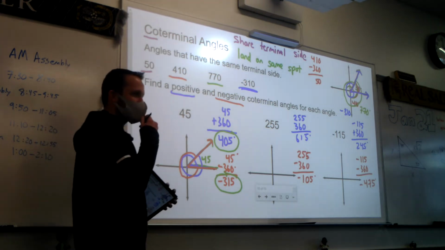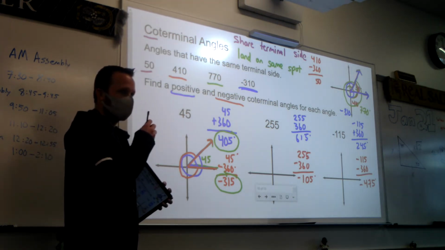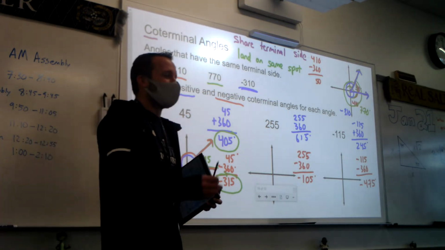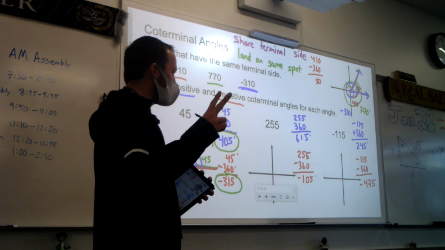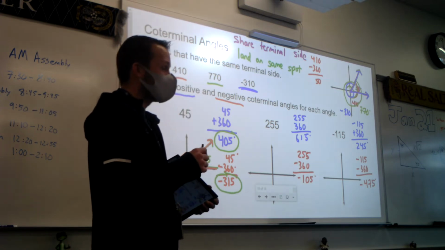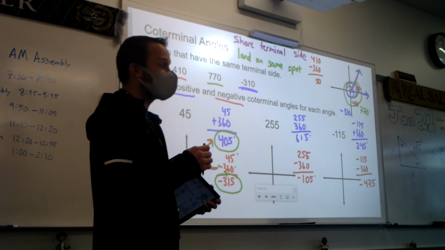What is 2 rotations? 720. 1 rotation is 360. 2 is 720. 3, anyone know? 1,080.